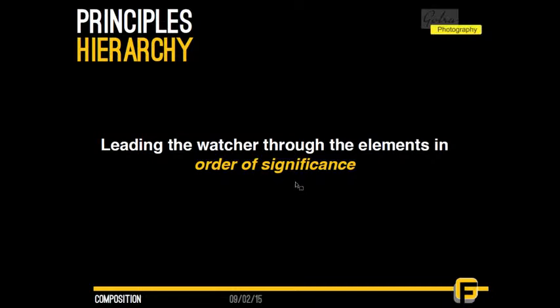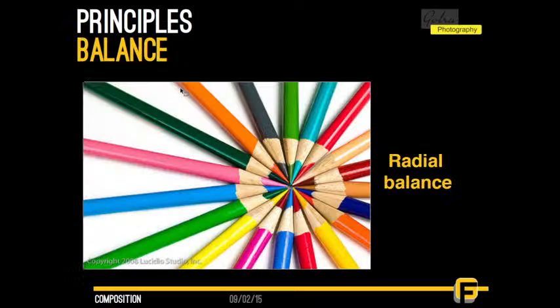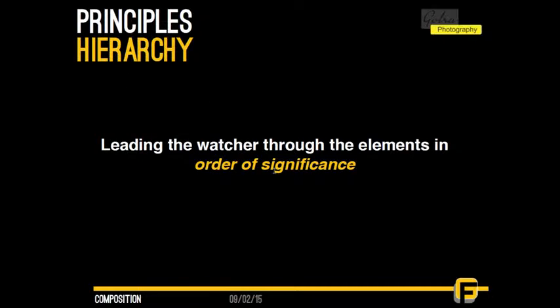So, hierarchy. Now we have moved from balance to hierarchy: leading the watcher through the elements in order of significance. What is a hierarchy? Hierarchy is like a branch, a tree. You look at something bigger, then something smaller, then smaller still. Whatever is the bigger thing in your image is the more important thing, and your eyes go to that place first. After that, your eyes go to the next smaller place, then smaller, and smaller. That's hierarchy.